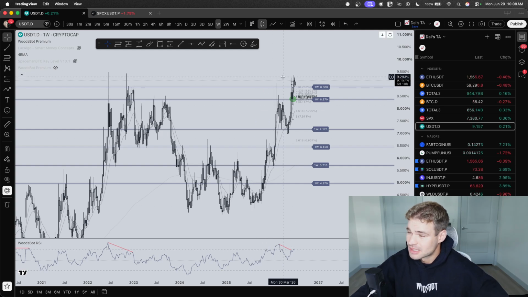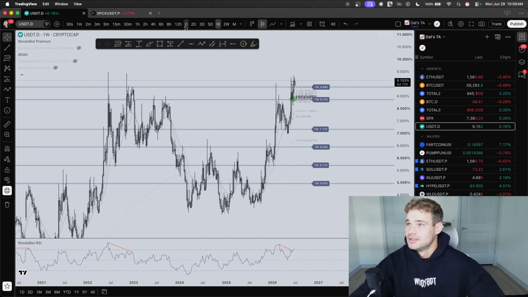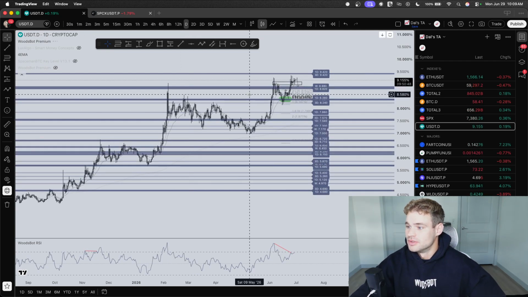That's what gives me a higher time frame bias that USDT.D is going to dump and the market's going to pump back up. It's just going to take some time because we are on that higher time frame. We also have a daily bearish divergence, which is again bullish for the market. Very, very bullish for the market.